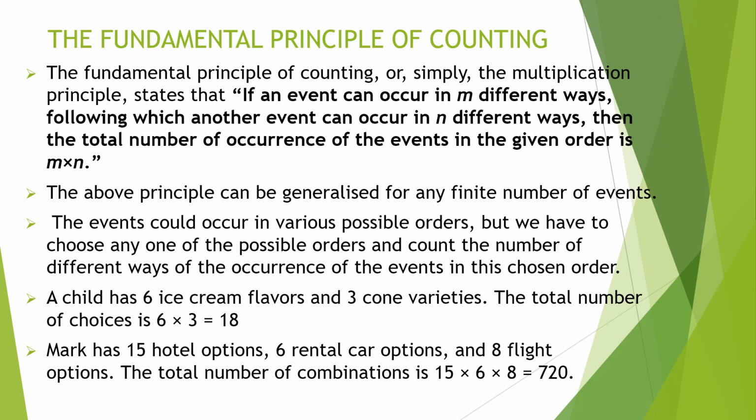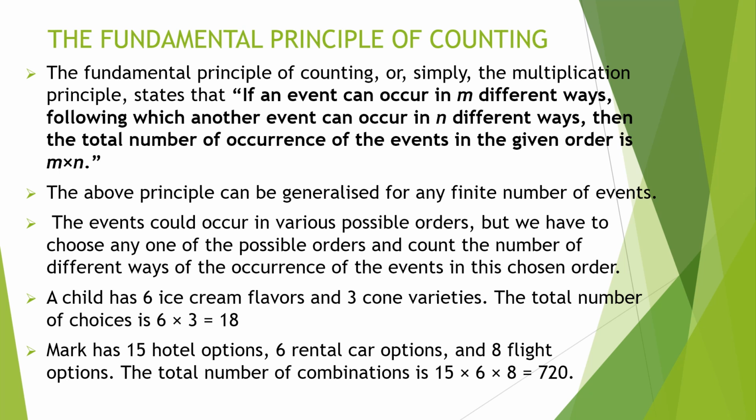Some concepts. The fundamental principle of counting, or simply the multiplication principle, states that if an event can occur in m different ways, following which another event can occur in n different ways, then the total number of occurrences of the events in the given order is m into n. Now this principle can be generalized for any number of finite events. That means if there are 3 events m, n and p in that order, then the total number of occurrences of events would be m into n into p.